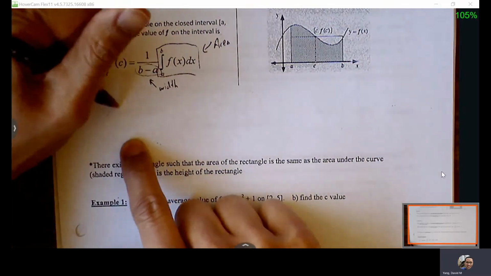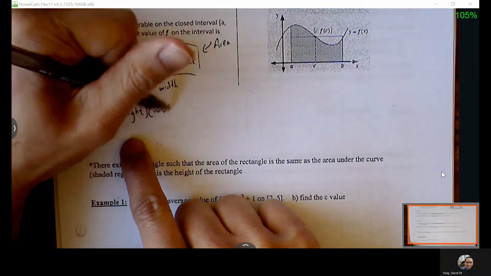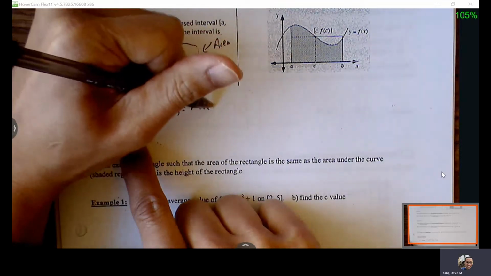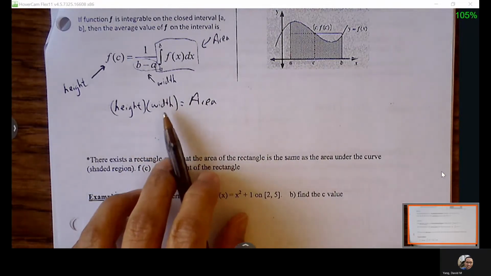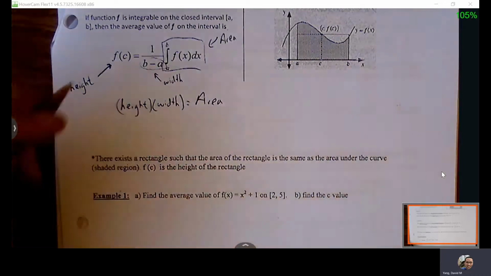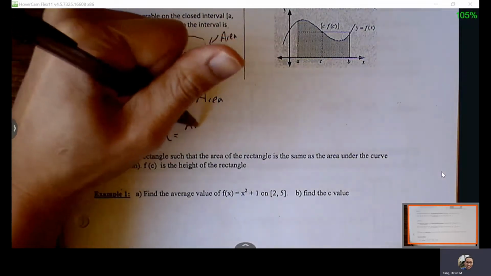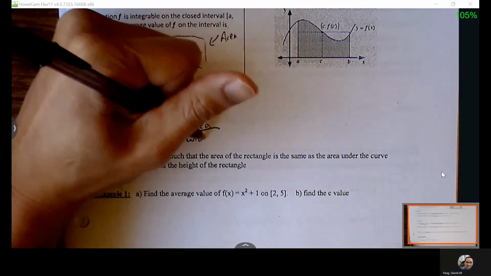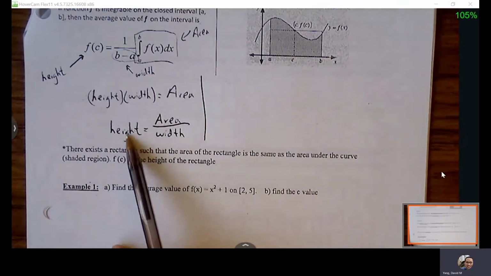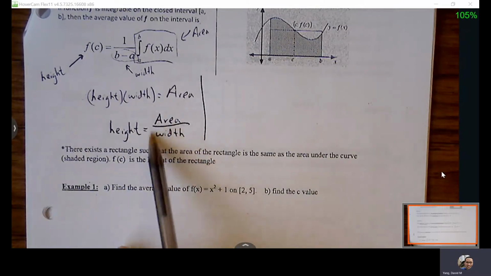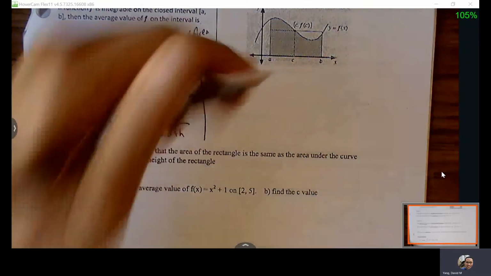Okay, so let me write it this way. We know that height times the width is equal to the area. If I want to solve for height, what can I do? Divide by width, right? Divide by width. If I want to just solve for h, height is just area divided by the width. Okay, we know that's true. We know that's just rearranging the area formula. I got height by itself, which is what I want. Imagine if I can take that width and push it in front as a coefficient. If I do, it'll become 1 over width times area.